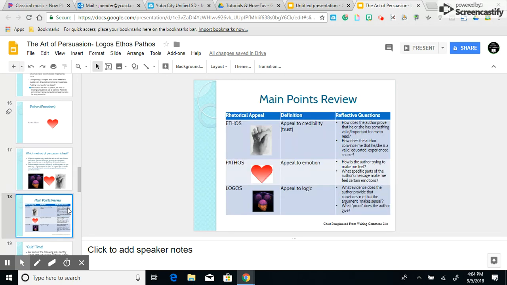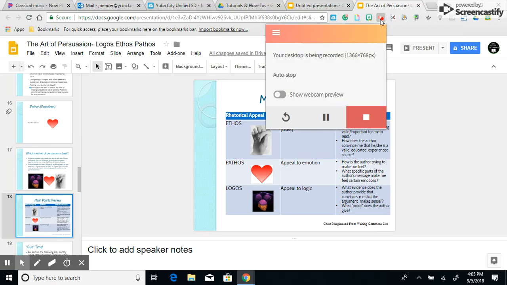Let's sum up. Ethos is the appeal to credibility or trust. Some reflective questions you could ask when looking for ethos are, how does the author prove that he or she has something valid or important for me to read? Or how does the author convince me that he or she is a valid, educated, experienced source? Pathos is the appeal to emotion. How is the author trying to make me feel? Or what specific parts of the author's message make me feel certain emotions? And finally, logos. What evidence does the author provide that convinces me that the argument makes sense? Or what proof does the author give?